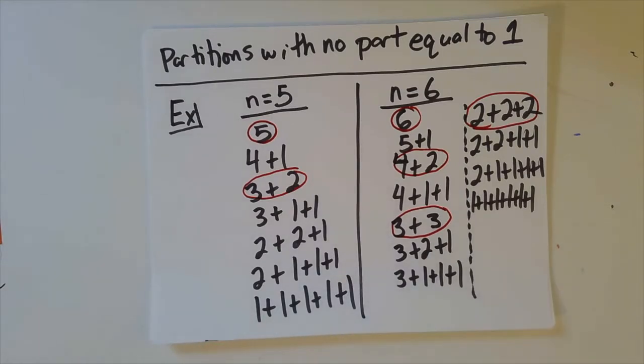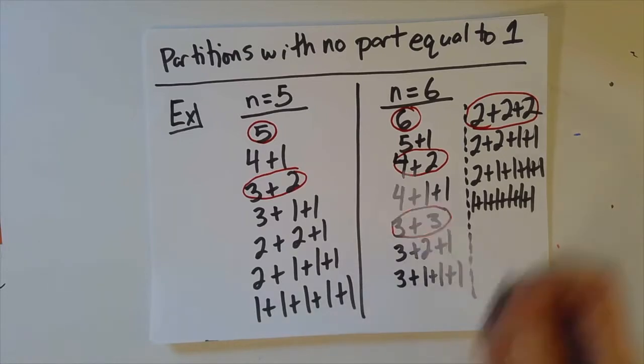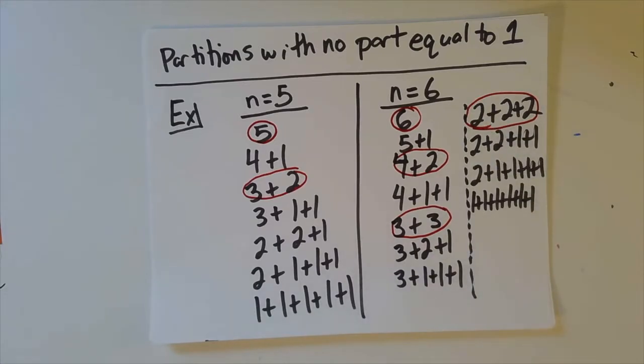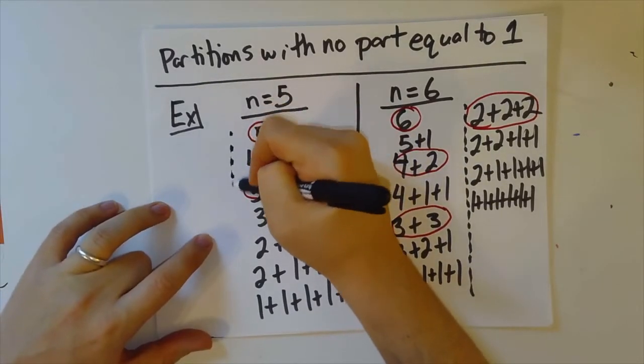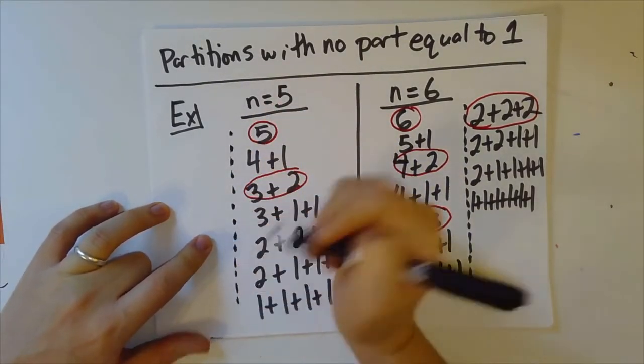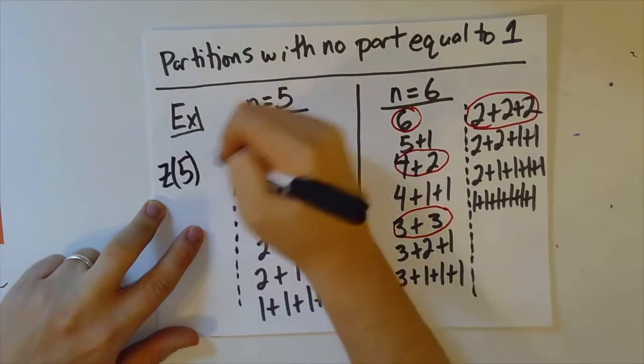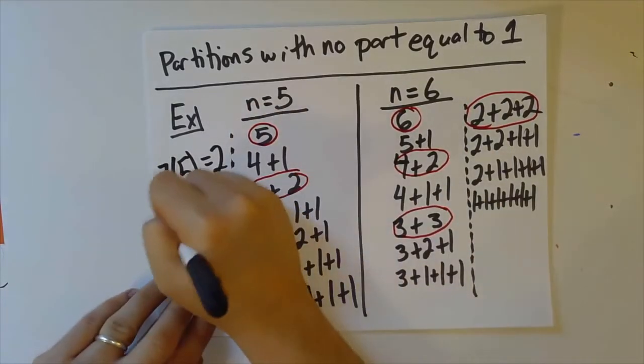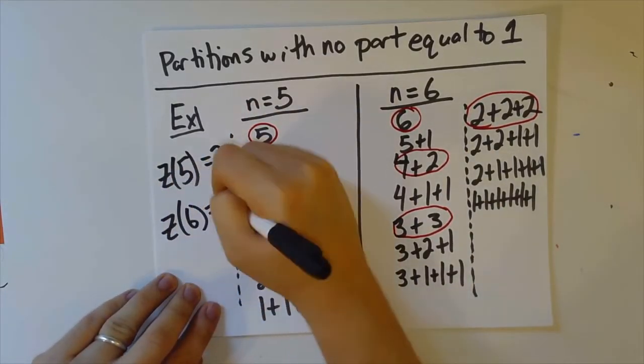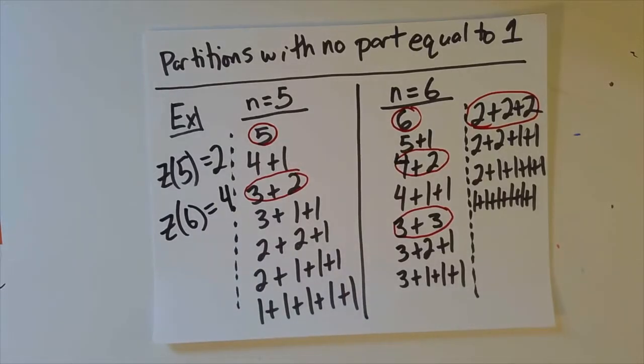So I've gone ahead and, just as an example so that we can get up to starting this, I've listed all of the partitions of 5 and 6, and then I've circled the ones that have no part equal to 1. I'm going to call this z of n, not because that's standard, but just because we only have so many letters, and I haven't used z yet. So z of 5 is 2. z of 6 is 4.